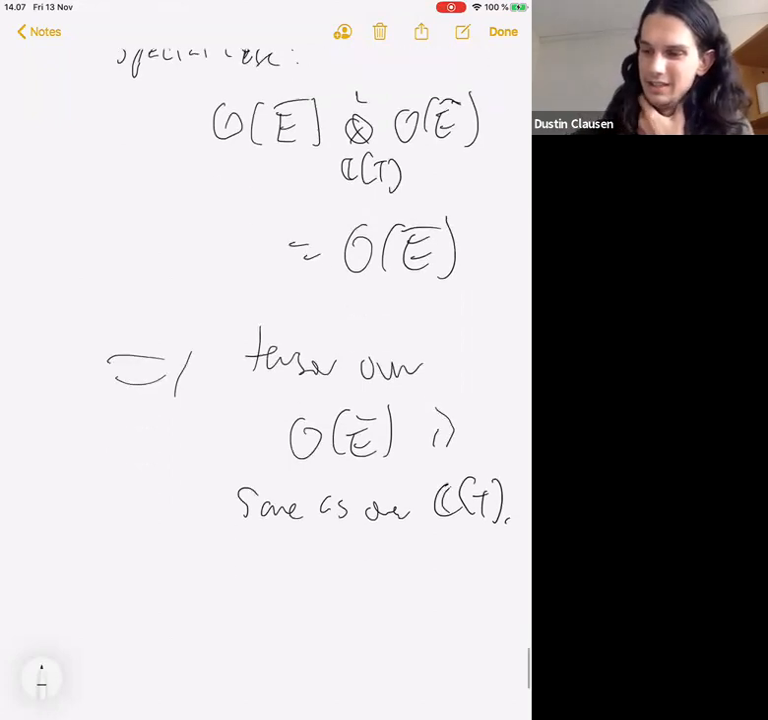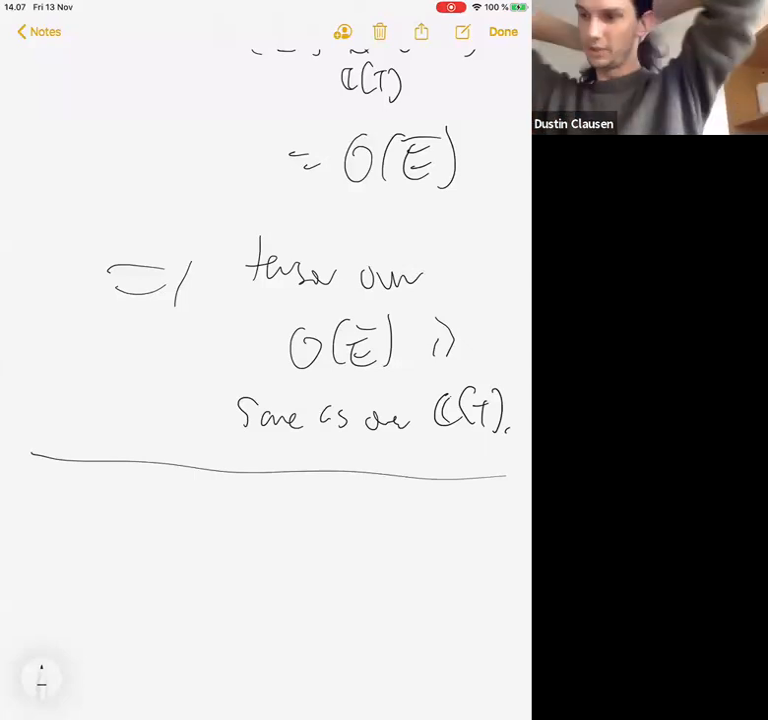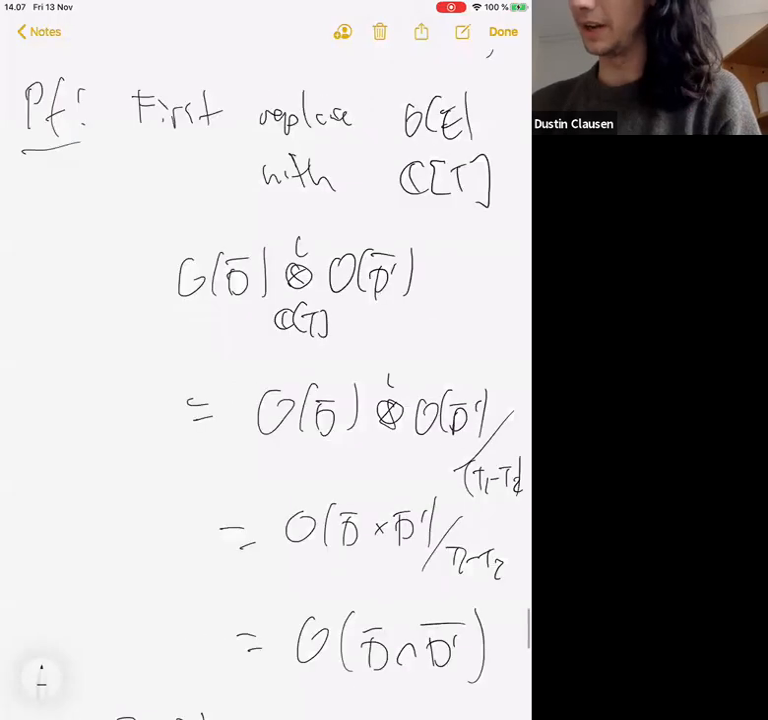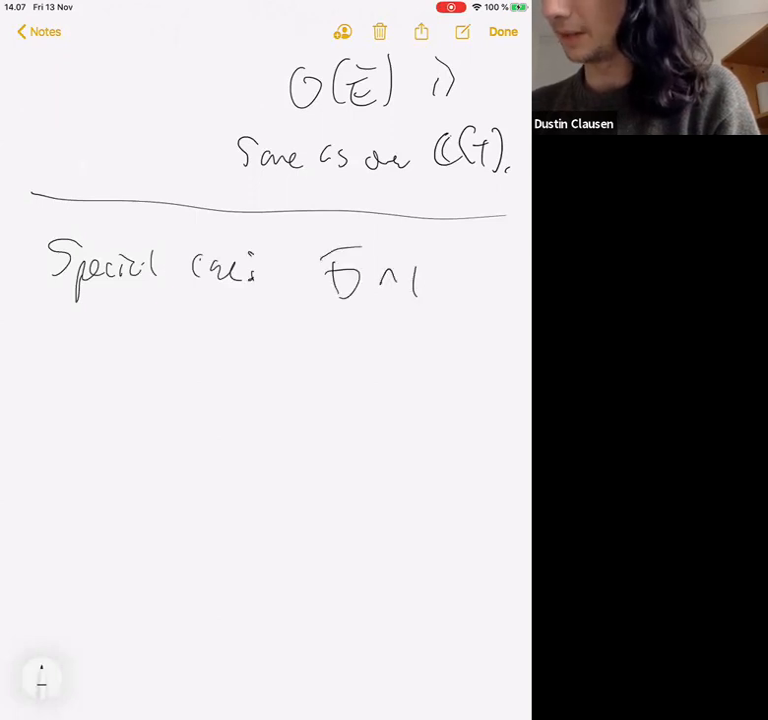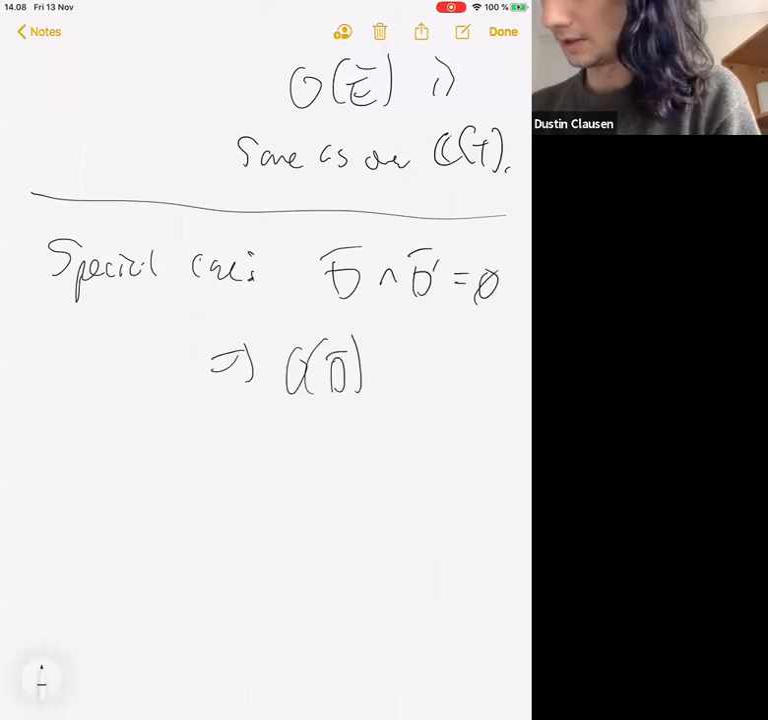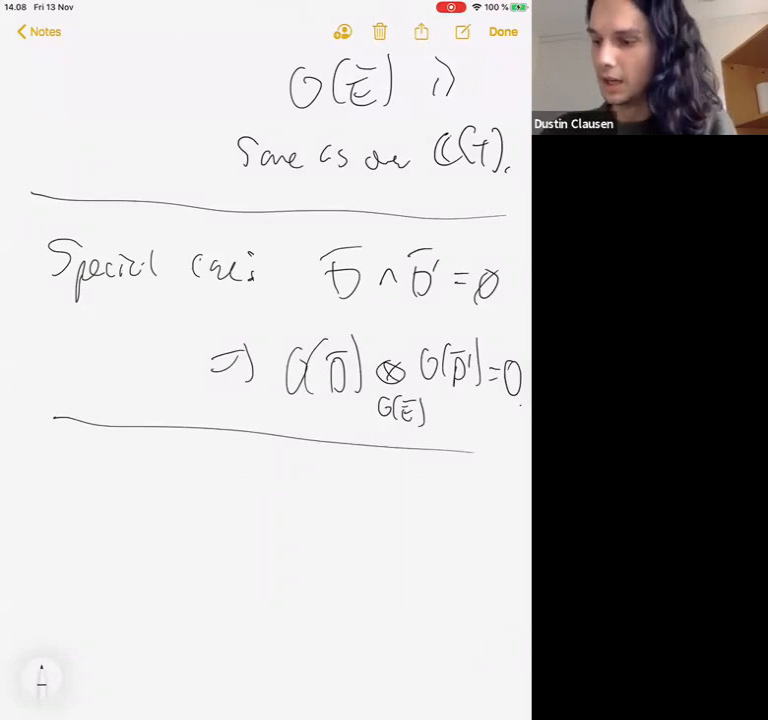So that's all. Well, that kind of trick is useful also for calculations. Okay, so the moral of the story here, by the way: a special case, if D and D prime don't intersect, then the tensor product of these rings is 0. I'll just keep that in mind.